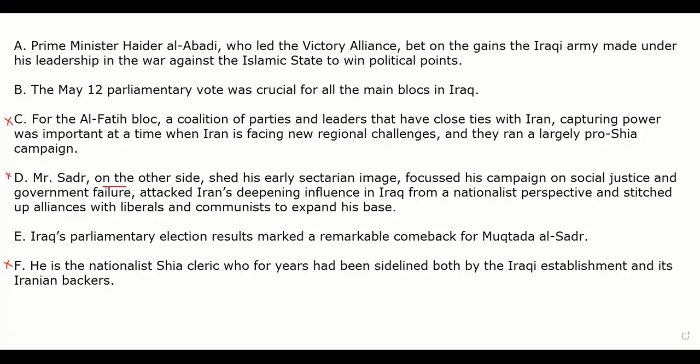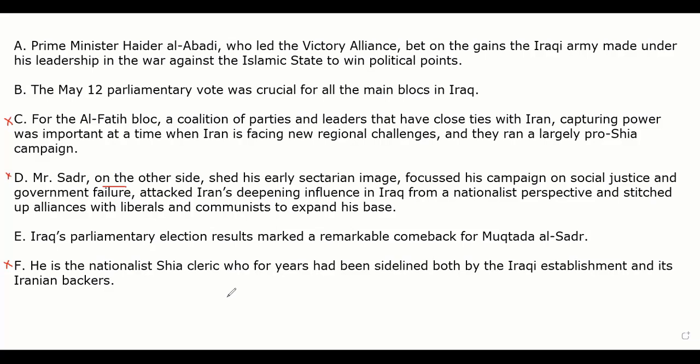Sir, I think first, yes, sir. A. Prime Minister who led the Victory Alliance bet on the gains the Iraqi army made. This is the war against Islamic State, to win political points. Okay. E cannot be. He cannot be.